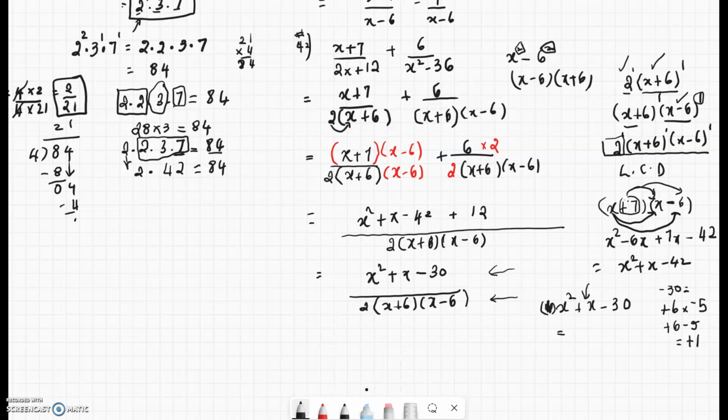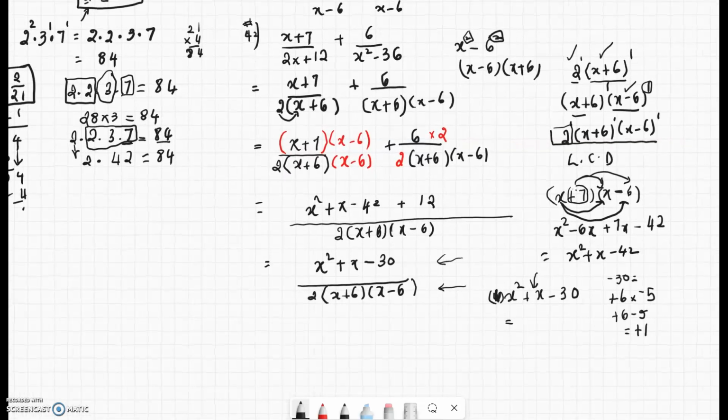So we're going to write the middle term as, let's write this down, x squared plus 6x, because we want this to be a positive, plus 6 minus 5 x minus 30. Plus 6 minus 5x is x. And where did we get the factors from? From this work that we did.